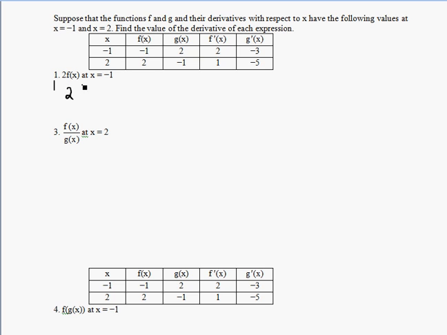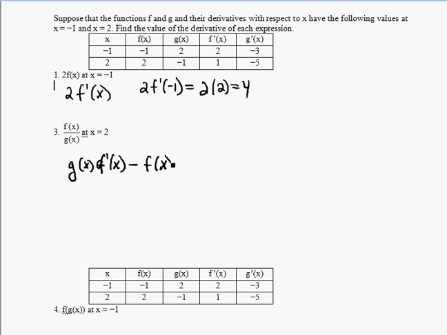So the derivative of f is f prime of x, and we're going to plug in -1, so 2 times f prime of -1 is equal to 2, so 2 times 2 is equal to 4. Here we need to take the derivative using the quotient rule, which would be low d high minus high d low, all over low squared.